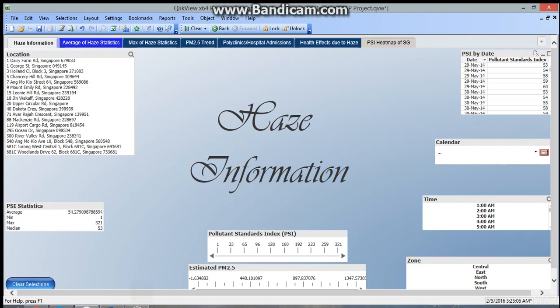As you can see, this is how I'm going to start off my clip view. This is my first sheet. It's called the haze information. What the haze information is supposed to do is give a very brief statistic overview of the haze data that I've been working on from SAS. So without further ado, I'll jump into what's in this haze information.